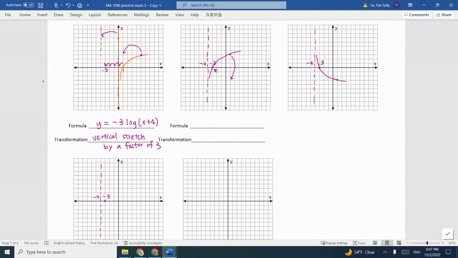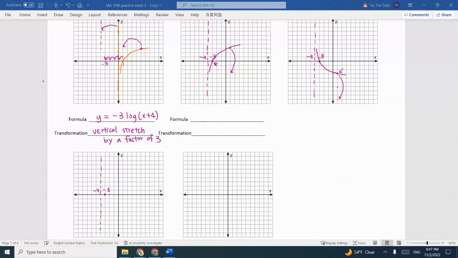But look at our key points. Look at this one. It was -3, but when we multiply by 3, it becomes -9. Yeah? -9 is right here. And then we connect them. So this is what we get.